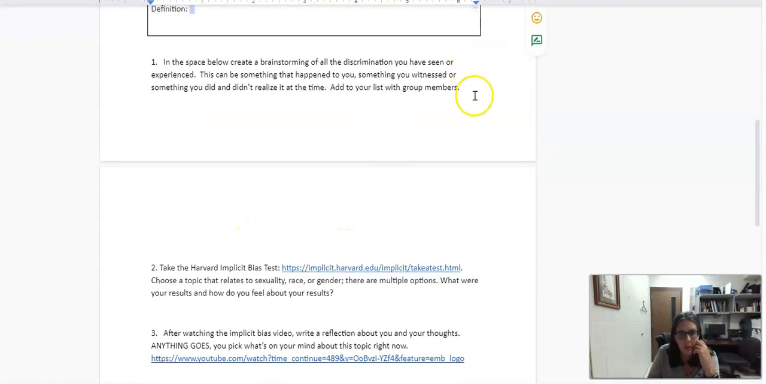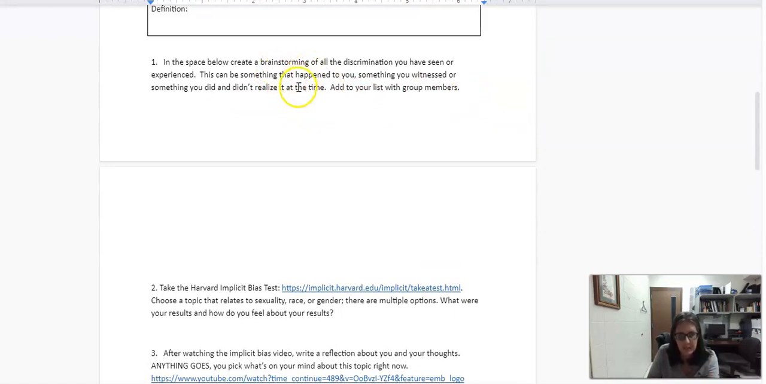It says with your group members, but you'll just do it yourself because you're online. You just start typing in. It brings it down here for me, but yours will probably move down farther when you're typing other stuff. But this could be anybody treating you differently, saying something inappropriate.